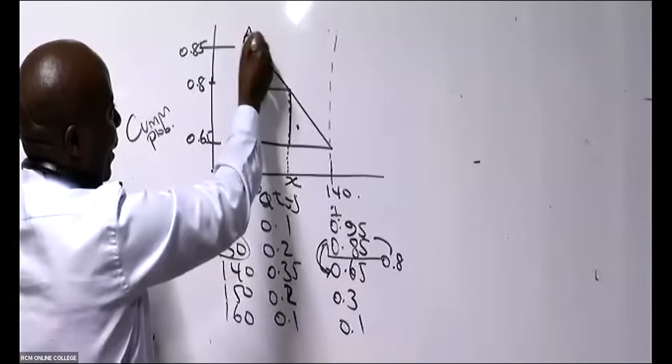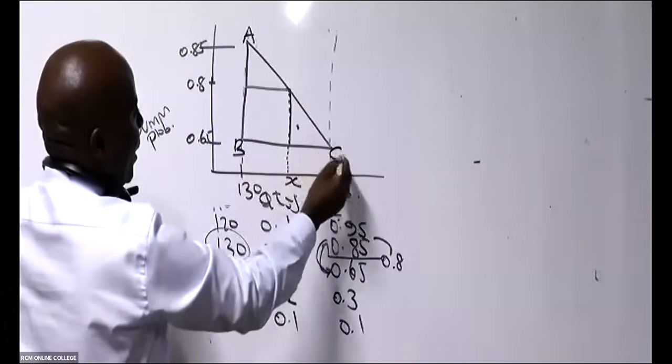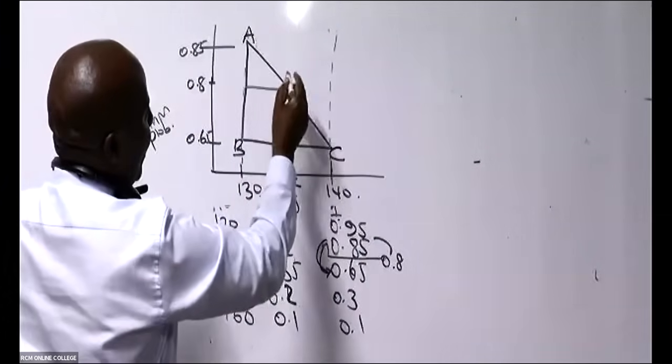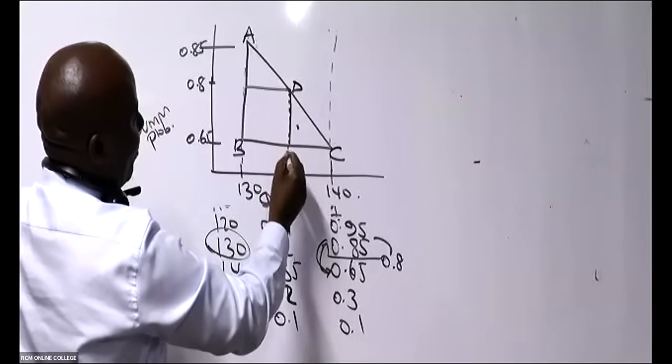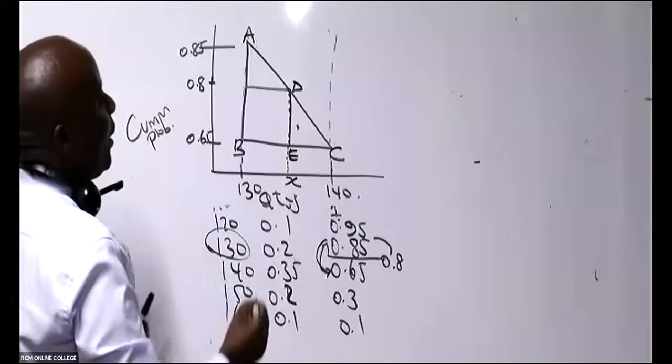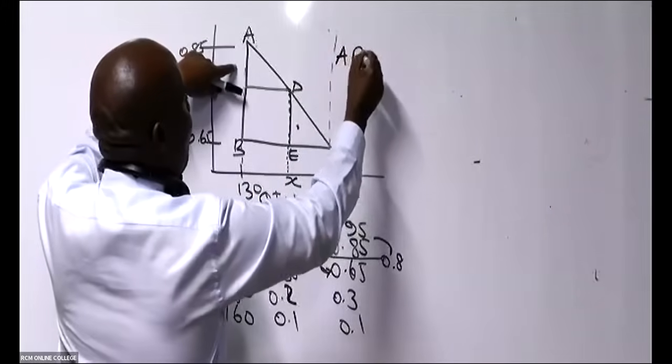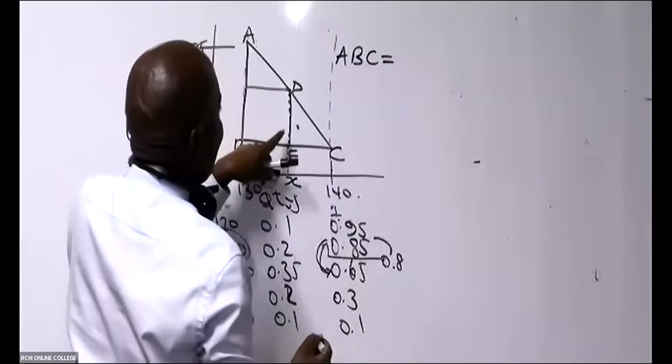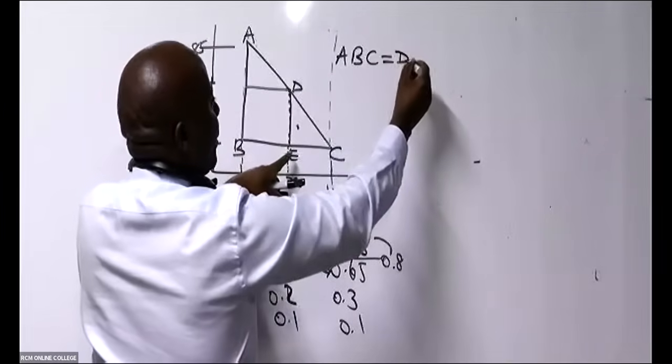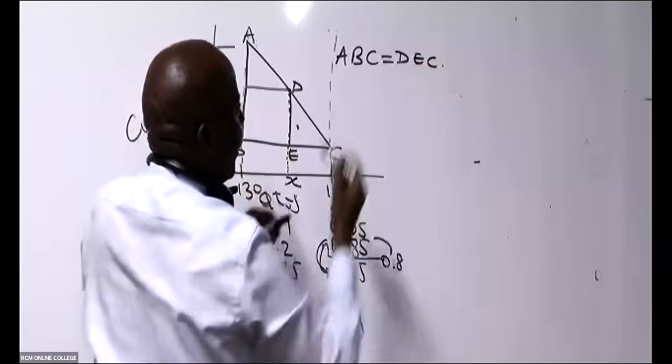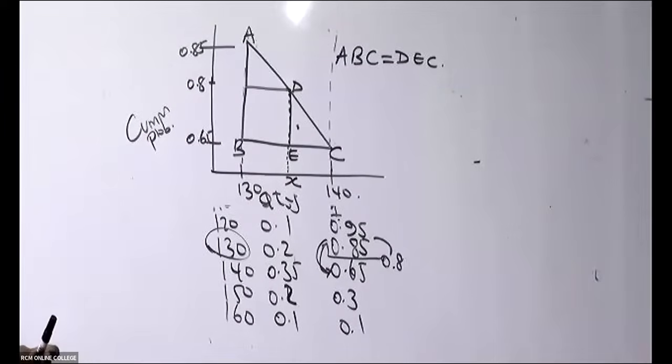Let me just label them A, B, C, and then I have my D there, and I put E here. So in this case, triangle ABC is similar to triangle DEC. So then in this case here, what do we have?